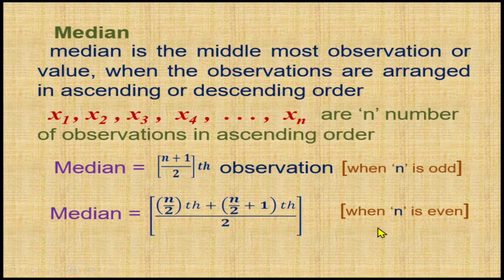Now, suppose this n is even, as we have discussed earlier. If n is even, that means the number of observations is even, then you will find two observations in the middle. The first one is the n by 2th observation, the second one is the (n by 2 plus 1)th observation, that means the next one after n by 2. Now, here you are going to find the mean of these two observations. That is the reason we wrote the n by 2th plus the (n by 2 plus 1)th observations, divided by 2. This is called the median of that particular data when n is even.